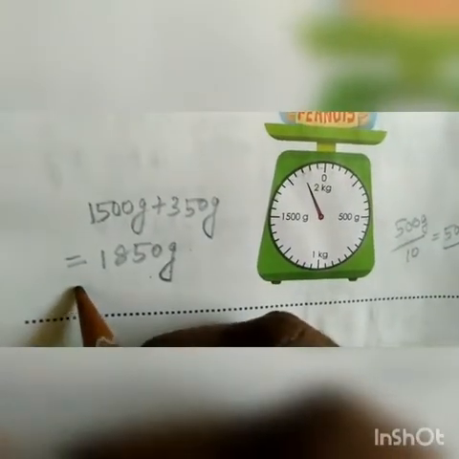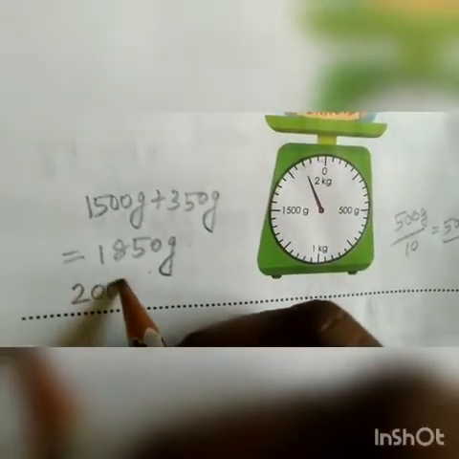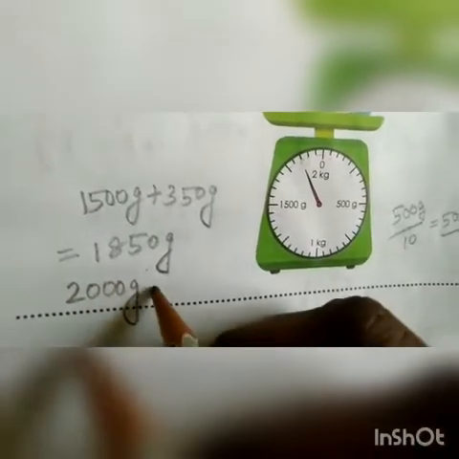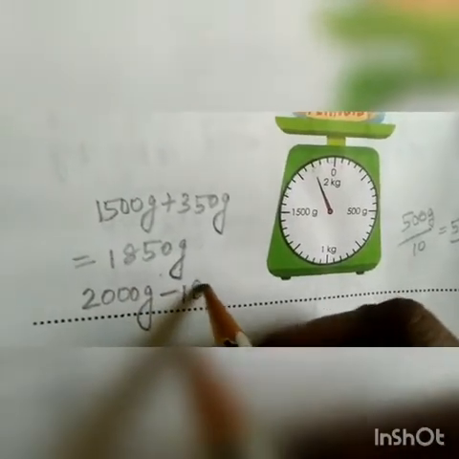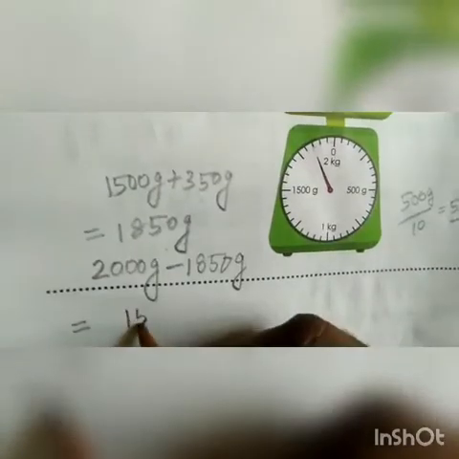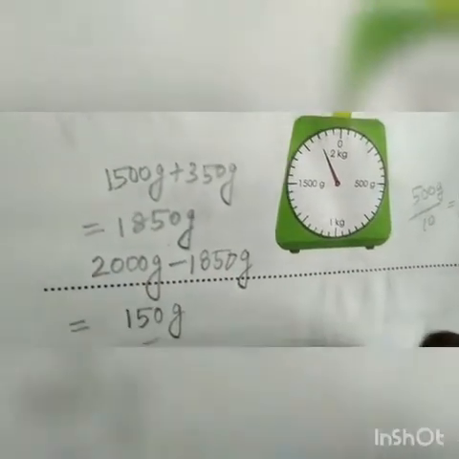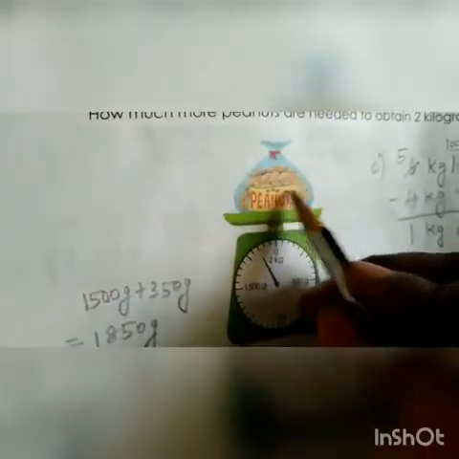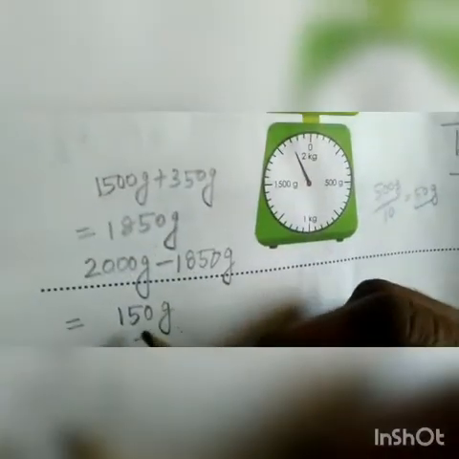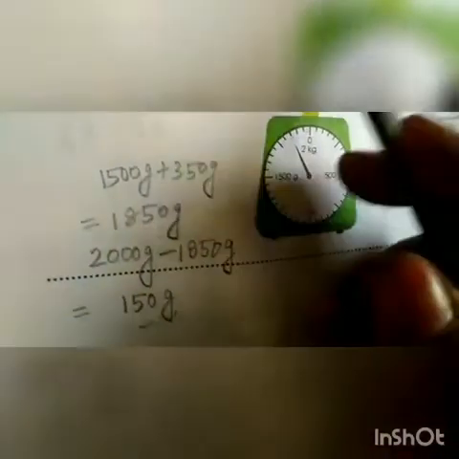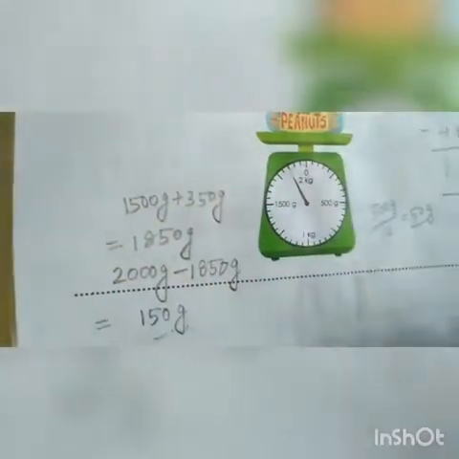So to reach 2 kg, 2 kg is equal to 2000 gram. Subtract 1850, then we will get 150 gram. If you subtract these two, then we will get the answer as 150 gram. If we want to increase the weight of peanut to 2 kg, we have to add 150 gram more with this packet of peanut. Okay children.